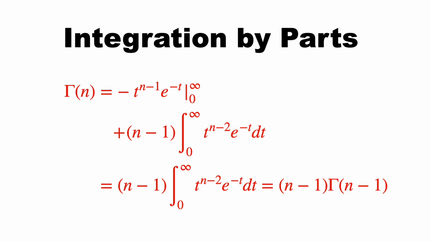The first term evaluates to 0 at both limits, so Gamma of n equals n minus 1 times the integral from 0 to infinity of t to the power of n minus 2 times e to the power of negative t, dt, which equals n minus 1 times Gamma of n minus 1. This gives us the recurrence relation, Gamma of n equals n minus 1 times Gamma of n minus 1.